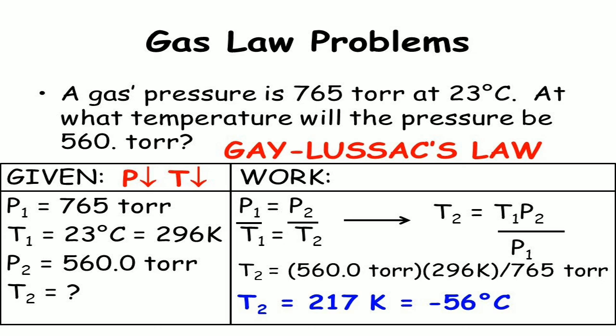Since the volume is constant, it is Gay-Lussac's law. It is equal to P1 over T1 equals P2 over T2. Temperature 2 is equal to temperature 1 times pressure 2 over pressure 1. And it is 560 torr times 296 Kelvin over 765 torr. And it is 217 Kelvin, which is also negative 56 degrees Celsius.